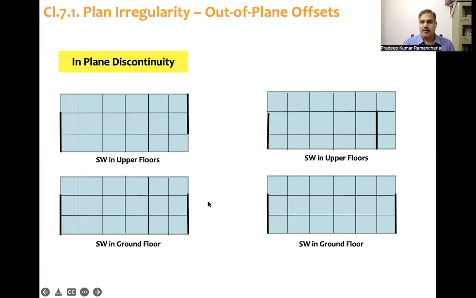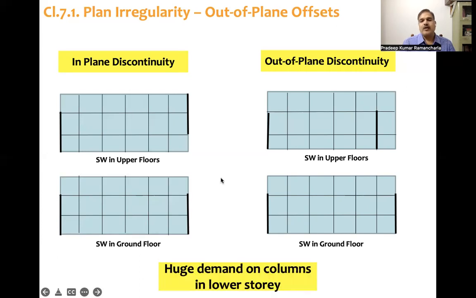Now this is in upper floors. Suppose a 10-story structure is there. From the 2nd story up to the 10th story, the structural wall is there in this grid, but in the ground floor, it has shifted to the outer grid. So this is out of plane offset, out of plane discontinuity. Because of this, a huge demand will be there on the lower story columns and also the connecting elements.